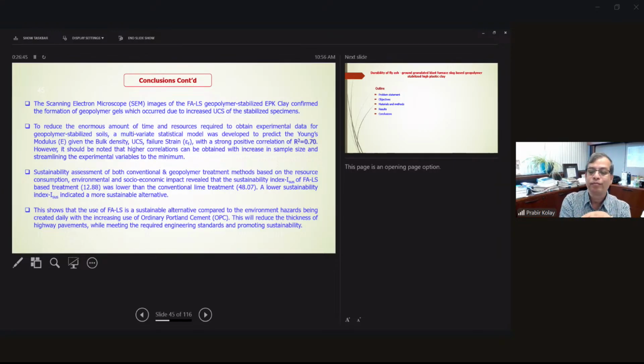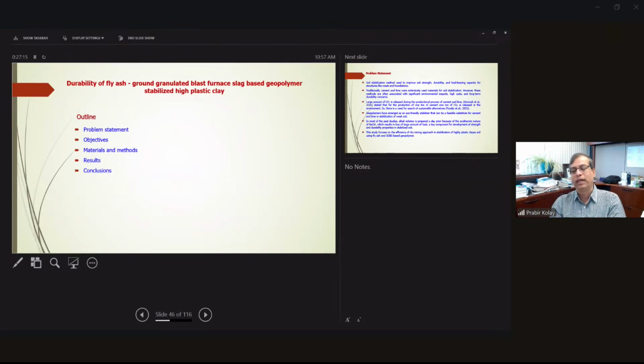Okay. So again, for the sustainability index, we used lime as a reference when calculating it. We calculate how much energy is required compared to the lime stabilized soil, and then when you use fly ash plus lime, or fly ash plus GGBS. I think that is what I just wanted to tell quickly, that is basically the geopolymer stabilized soil.